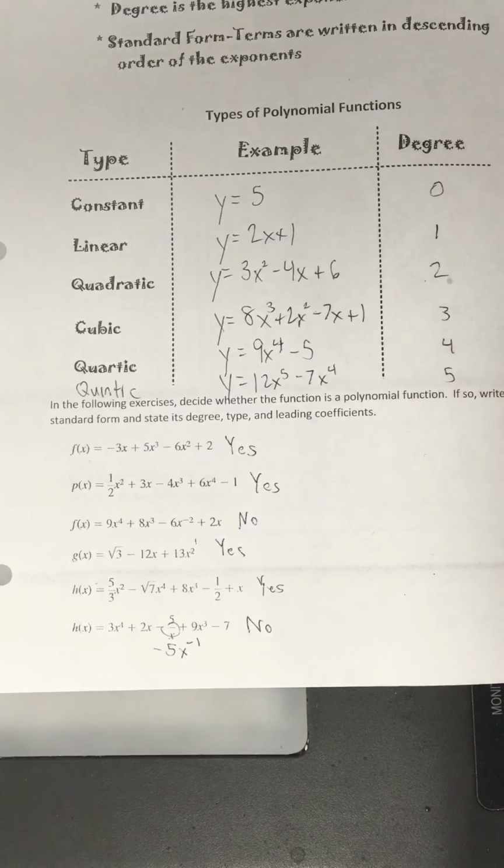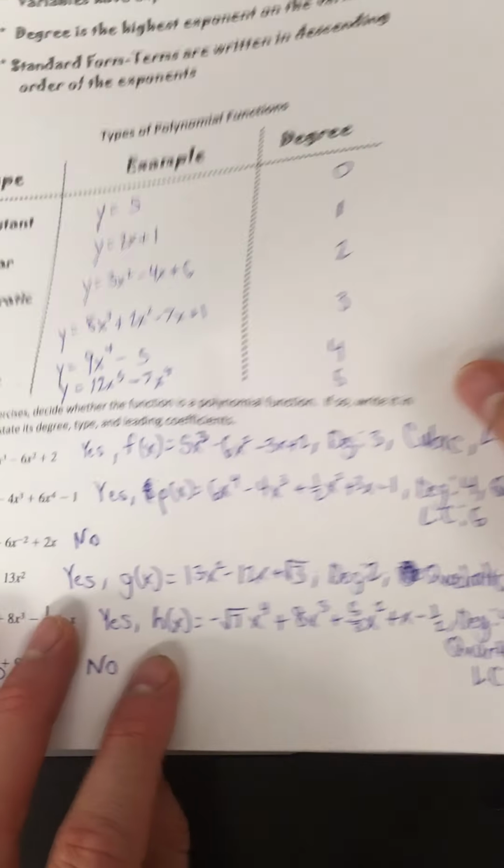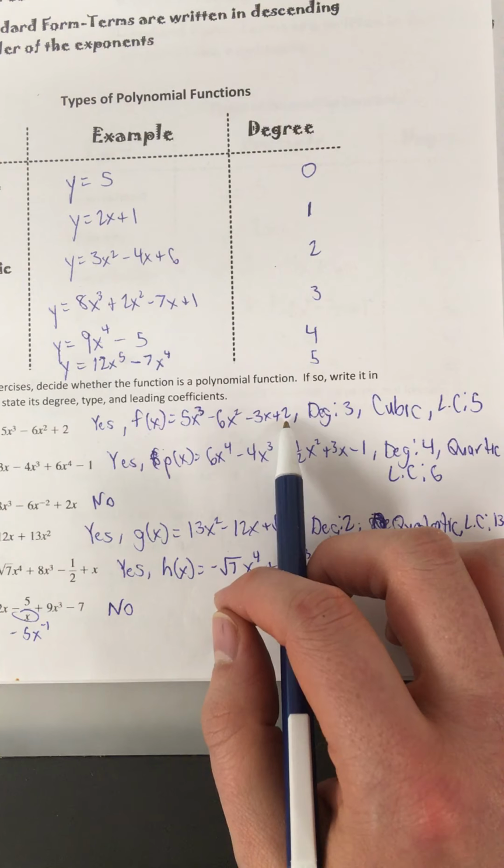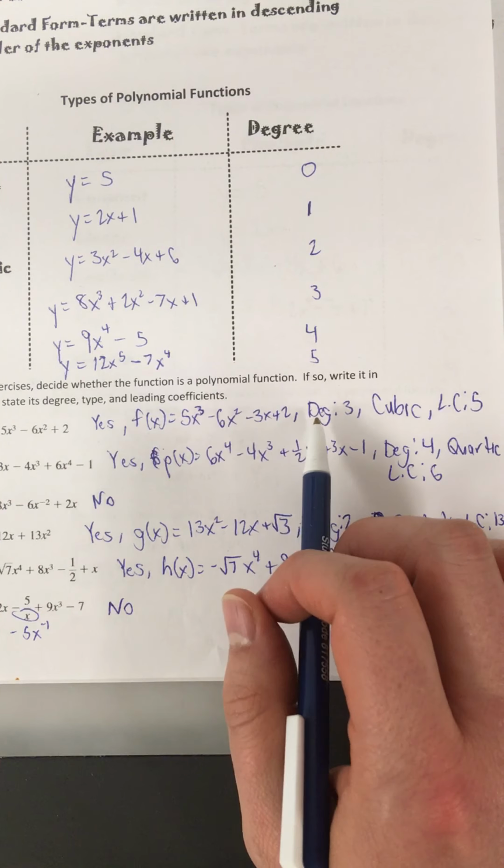Did you do it? I sure hope you did. Okay, let's check our answers. So again, you had to write it in standard form first before you can answer these questions. So the first one is going to be 5x to the third minus 6x squared minus 3x plus 2. The degree is 3, the biggest exponent.